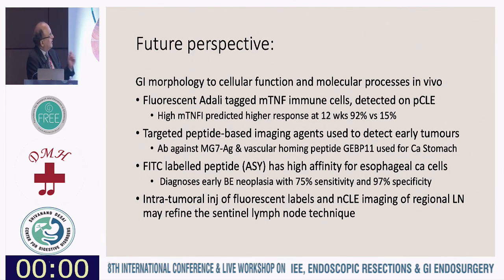greater advantage. In fact, there are some very interesting studies like fluorescent tagged adalimumab when it was injected in patients of ulcerative colitis. The mucosal TNF immune cells could be detected easily, and patients who had high density of mucosal TNF cells had a much higher 12-week response as compared to those with fewer cells. And similarly, targeted peptide-based imaging has been used with different antigens for detecting CA stomach and for diagnosis of Barrett associated neoplasia.